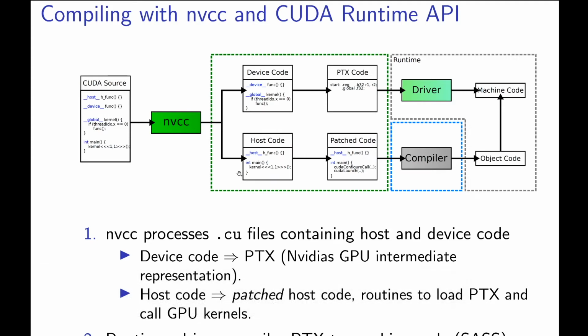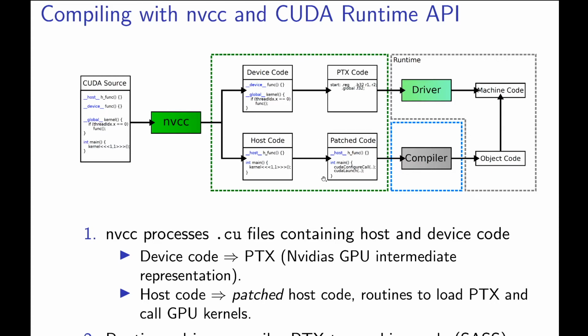The host compiler first needs to be patched. The host code is basically just C++, with the only exception being this special function call syntax where we call into the kernel. So the NVCC compiler will now patch the host code and replace the kernel call syntax with special patched code, and that patched code basically comes from the second host API that I briefly mentioned, the driver API.